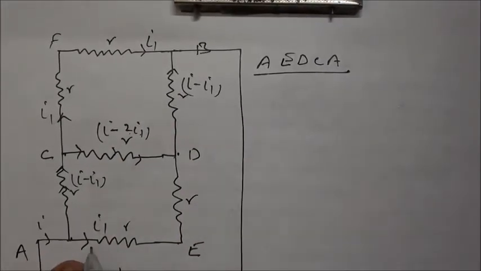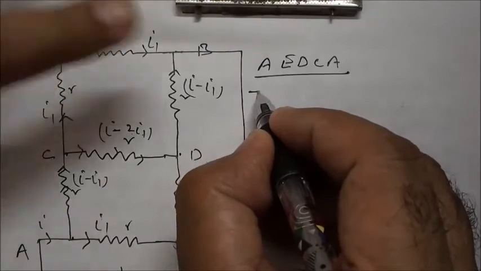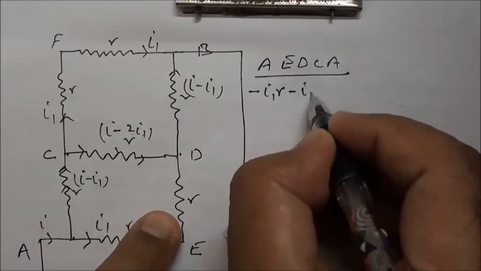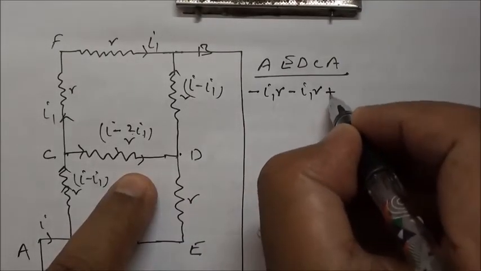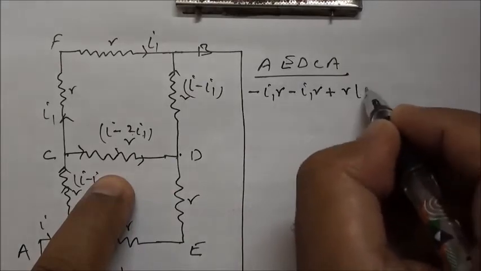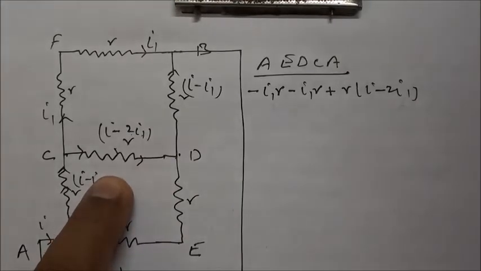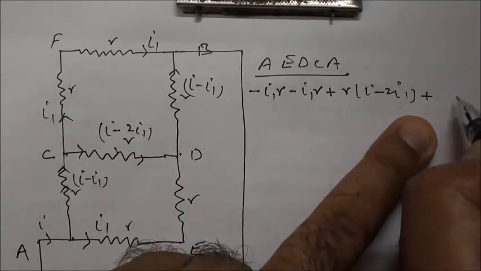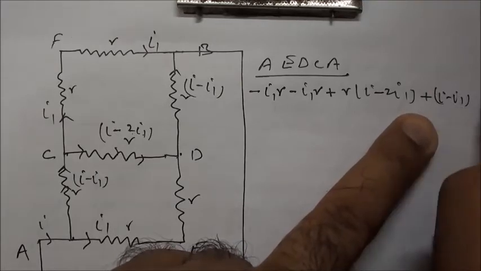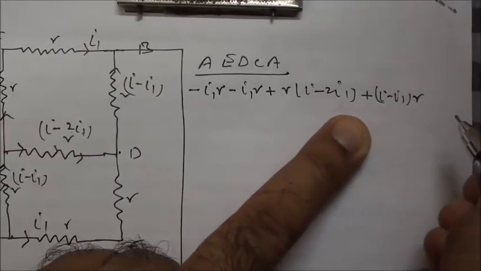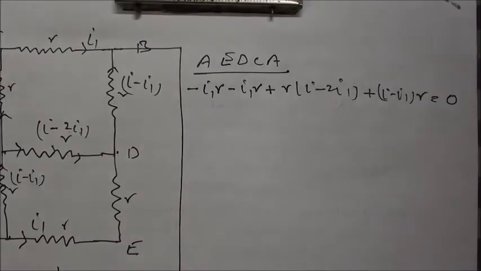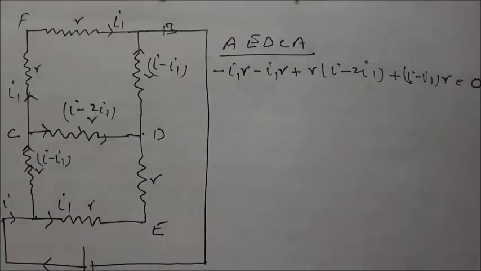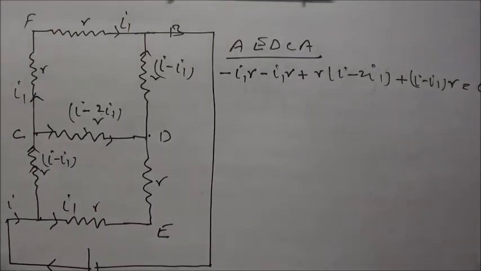What will be the minus I1R minus I1R plus R into I minus 2I1 plus I minus I1 R equals 0. So this is the current second law here. And now same way I can take some other loop.